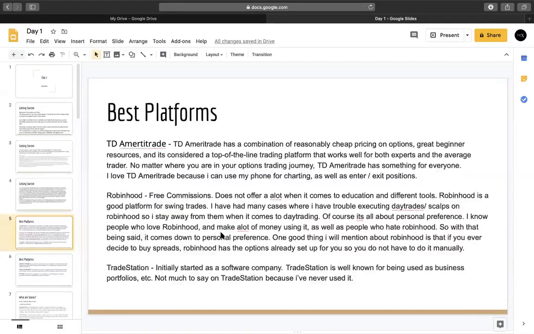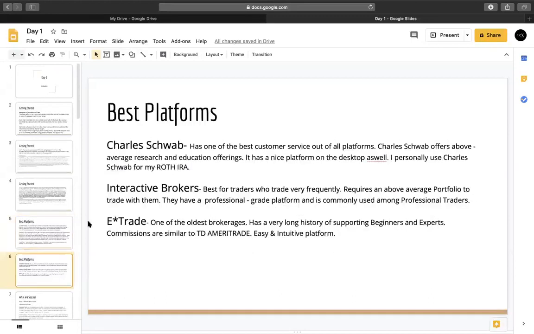TradeStation, I don't really use that. It was initially started as a software company. TradeStation is well known for being used for business portfolios. I know a few people who use TradeStation for their business portfolios. There's nothing else that I have to say about TradeStation because I don't use it. I don't want to give you guys the wrong information on that.